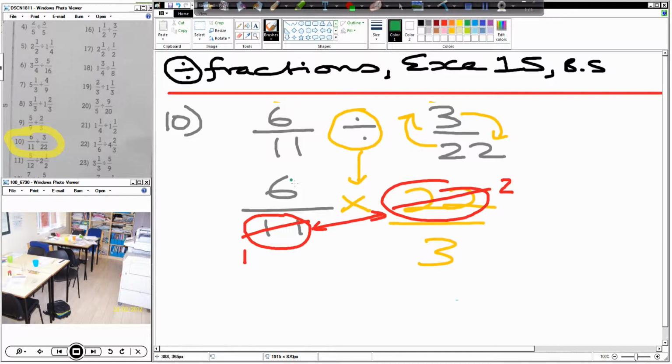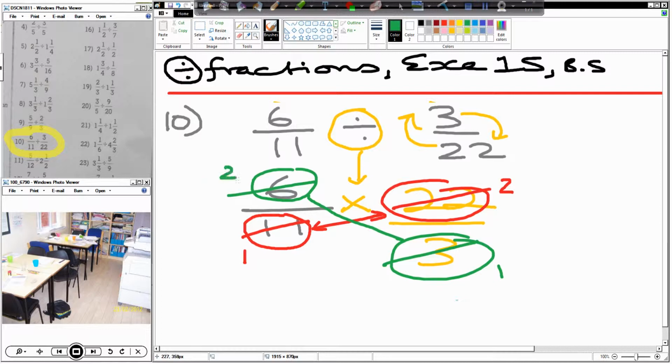Let's try another direction. Let's try this diagonal cancelling. So this diagonal here. So 6 and 3, the biggest number that will divide into them is 3. So 3 divided by 3 is 1. And 6 divided by 3 is 2. Now that we've done all the cancelling as much as we can, let's see, can we cancel vertically? No. Vertically, no. Anymore. We can't cancel horizontally, that's illegal, that's not allowed. What do we do now?